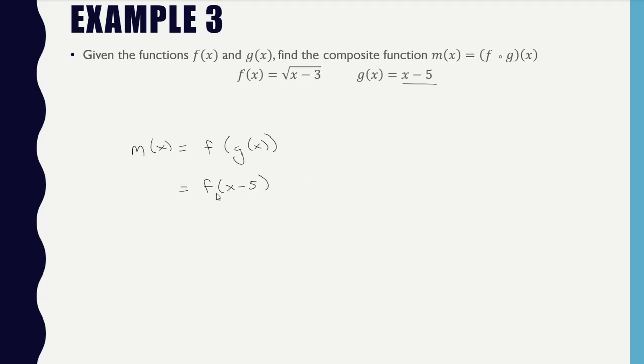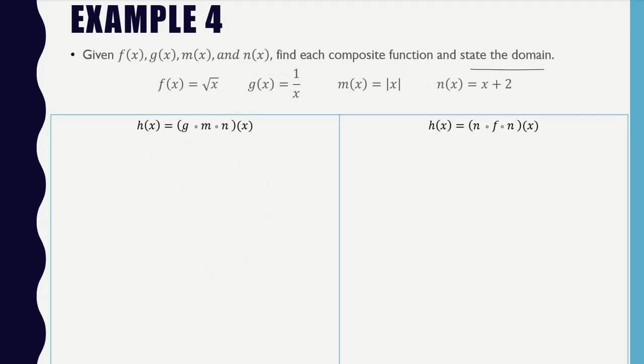And now we need to replace our x values in our f function with x minus 5. So it's a square root, and then x becomes x minus 5. I could put brackets here, but there's nothing in front of the x, so it doesn't really matter. And then now I should simplify that as much as I can. So negative 5 minus 3 is minus 8. And that's it, all done.